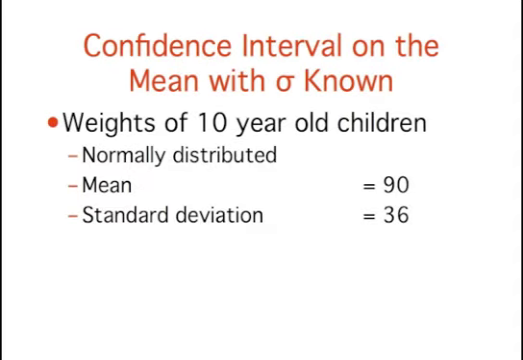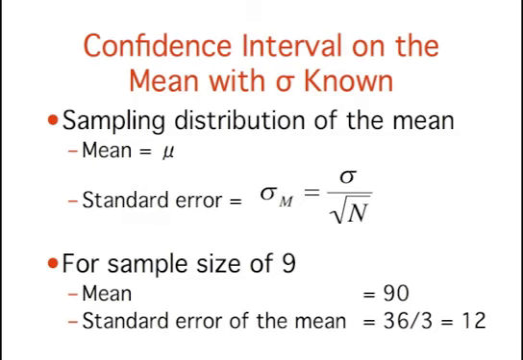Assume that the weights of 10-year-old children are normally distributed with a mean of 90 and a standard deviation of 36. What is the sampling distribution of the mean for a sample size of 9? The mean of the sampling distribution of the mean is the population mean, mu. The standard deviation of the sampling distribution of the mean is the standard deviation of the population divided by the square root of the sample size. This standard deviation is called the standard error of the mean.